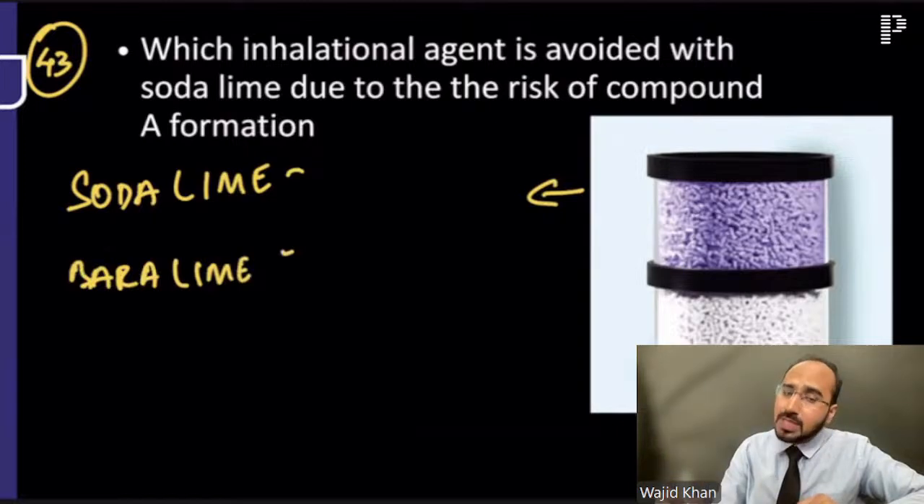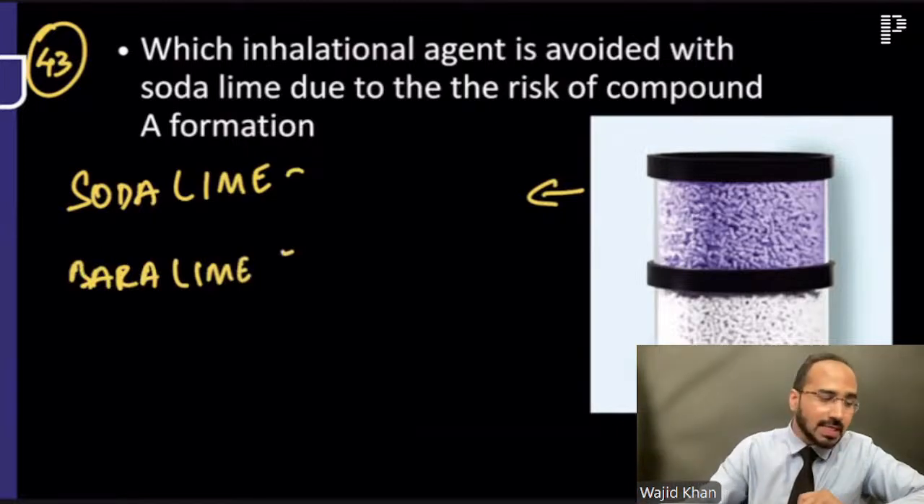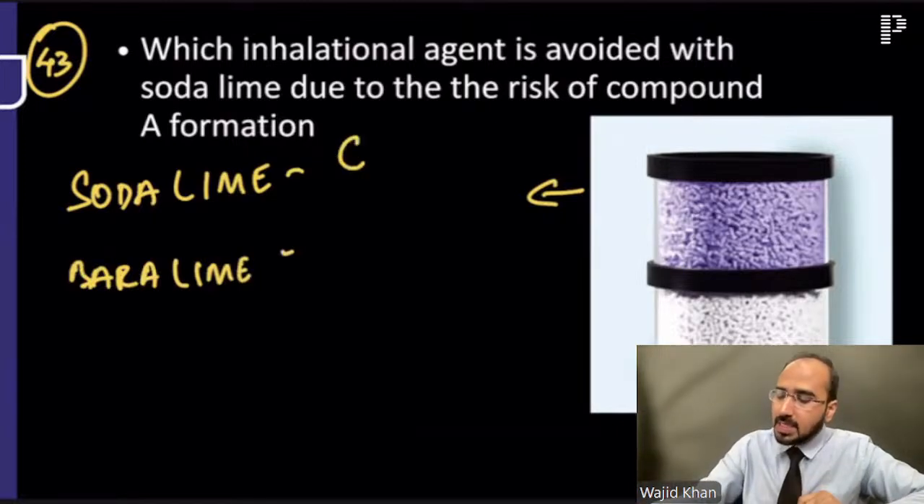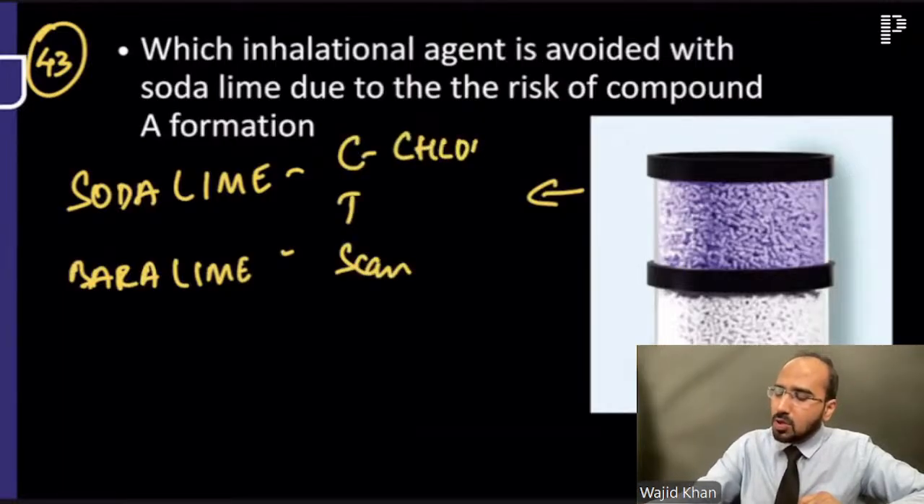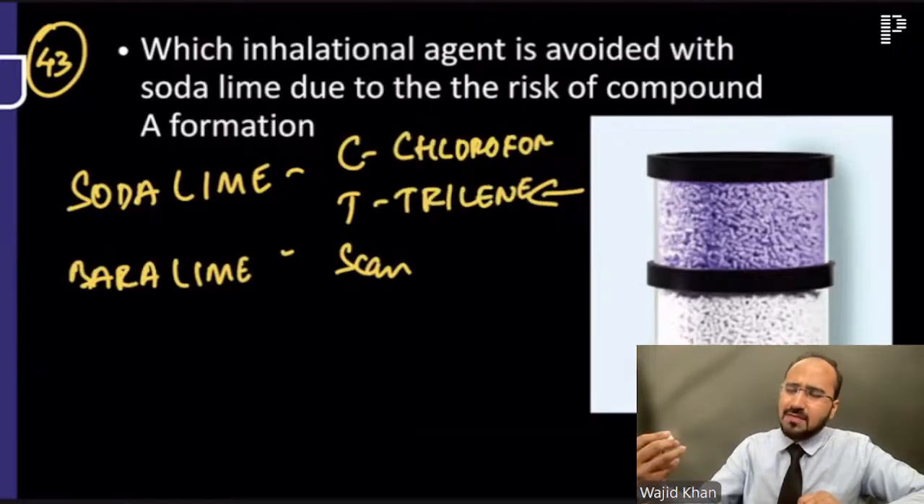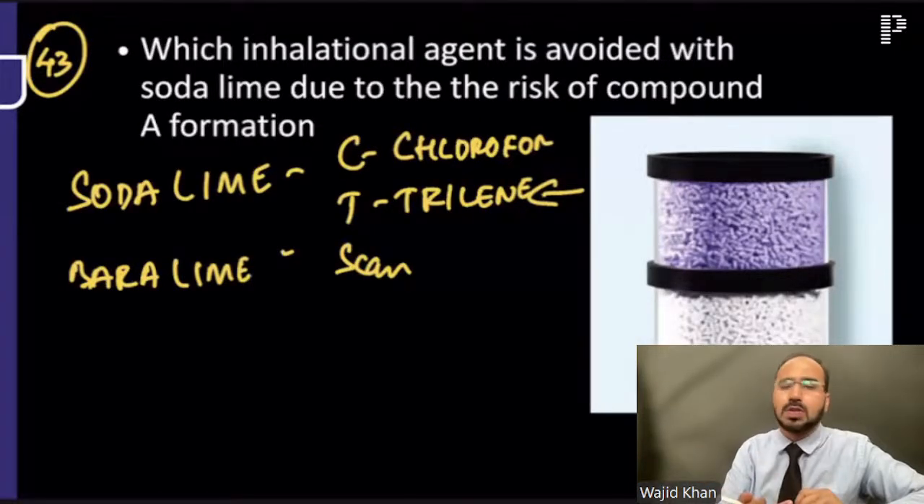Whenever you are using soda lime, which inhalational agents will you avoid, guys? C, T, S can inhalational agents. C stands for chloroform, you are avoiding. T stands for trilene, you are avoiding. Why? Because trilene, if you give it in a closed circuit, will react with soda lime and form phosgene and dichloroacetylene that can cause ARDS.